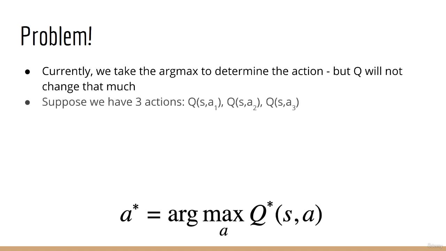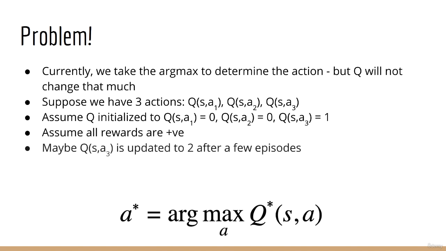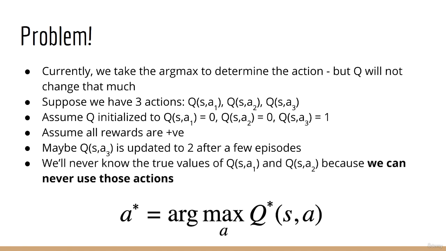Let's say we have 3 actions, so we want to choose from Q of S,A1, Q of S,A2, and Q of S,A3. Well, perhaps we initialized Q of S,A1 and Q of S,A2 to 0, while we initialized Q of S,A3 to 1. Also assume that all the rewards are positive. During the process of playing the game, maybe Q of S,A3 gets updated to a value of 2. We will now always choose action 3 because that gives us the best Q value out of the 3 possible actions. The problem is we don't know the true values of Q of S,A1 and Q of S,A2 because we never collected data from performing those actions.